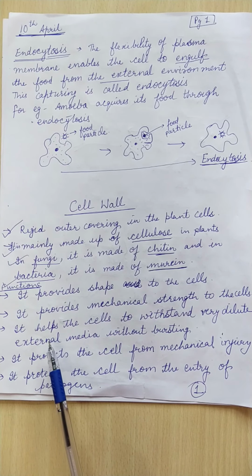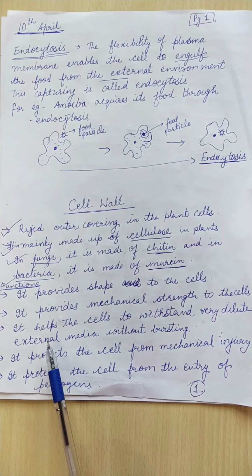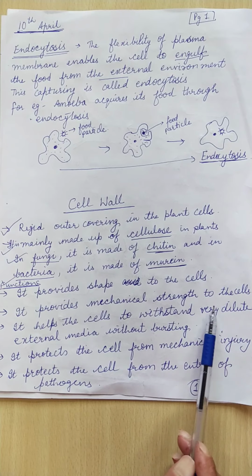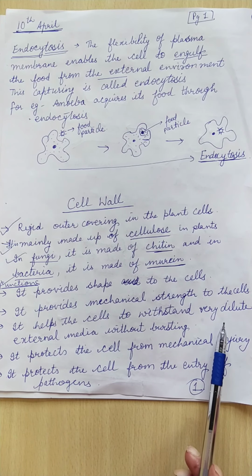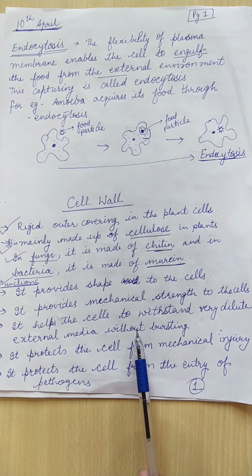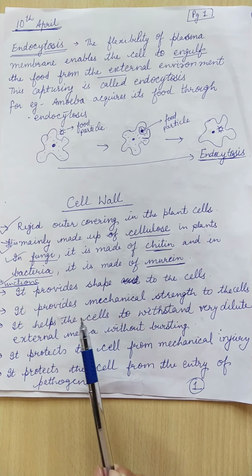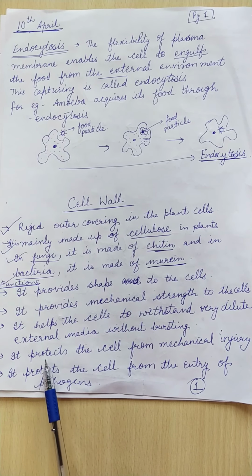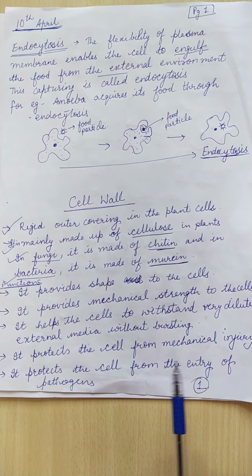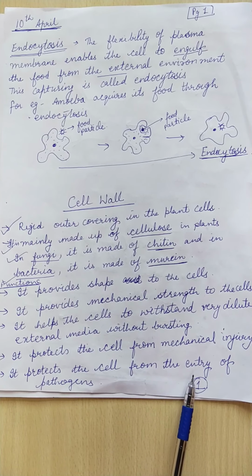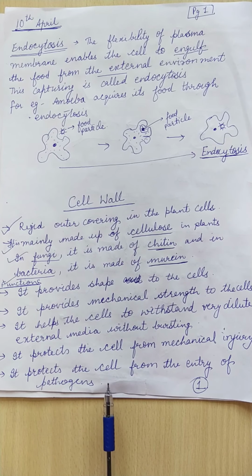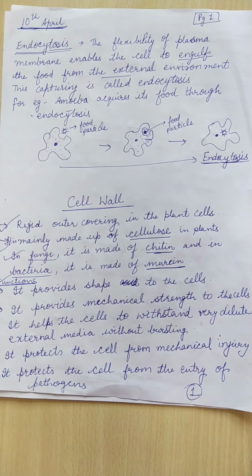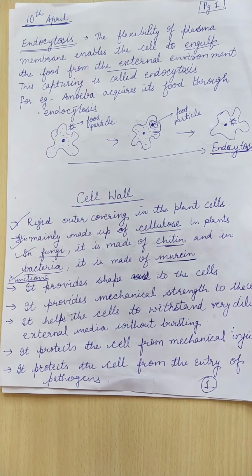As we discussed, we put a cell in a hypotonic or a hypertonic solution. The hypotonic solution is an extremely dilute solution, and in that case when the cell gains water, it may gain excess of water and it may burst. So the cell wall prevents the cell from bursting. It protects the cell from mechanical injury as well as from the entry of pathogens. It does not allow the pathogens to attack the cell. So these are the characteristics and the functions of the cell wall.